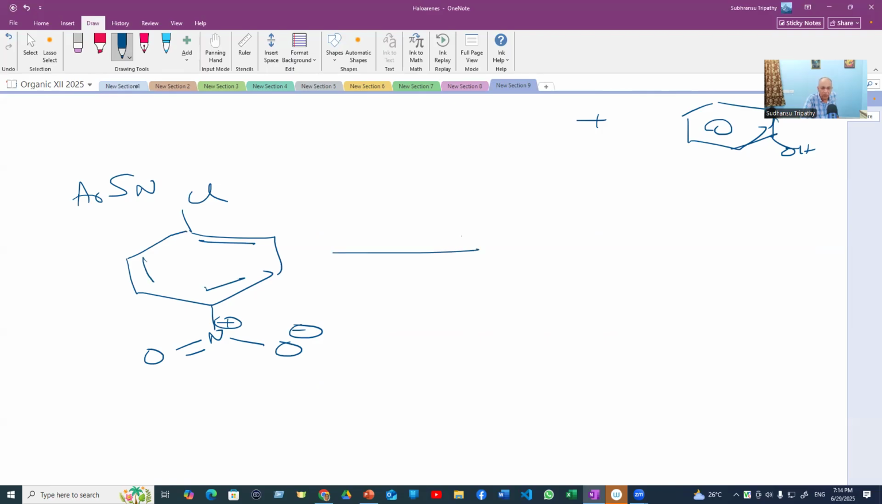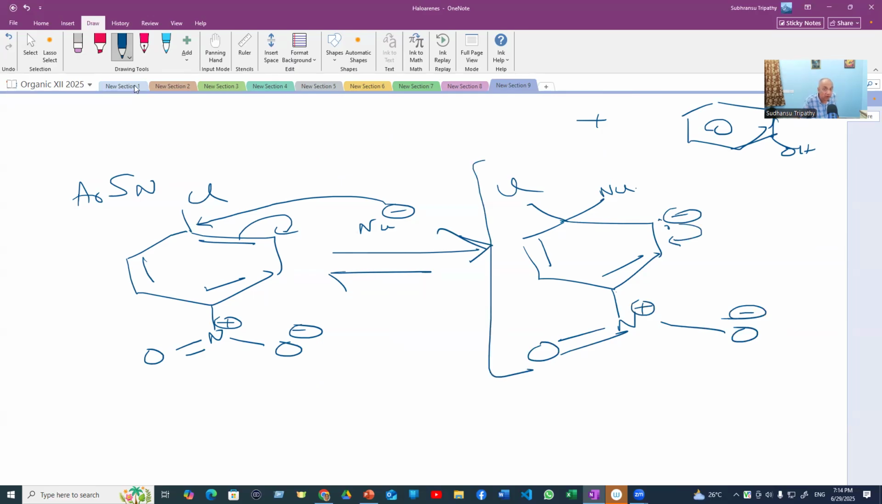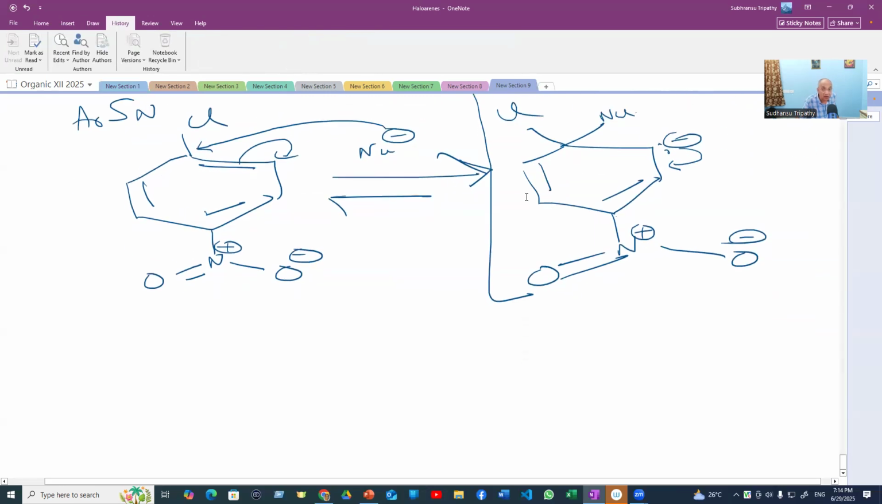And now, in the first step, which is slow, the nucleophile attacks because there is a plus delta character here. Write plus delta. And this will come here to form an arenide ion, and show the resonance structure. Then you show another resonance structure. You'll find there are 4 resonance structures here, not one.